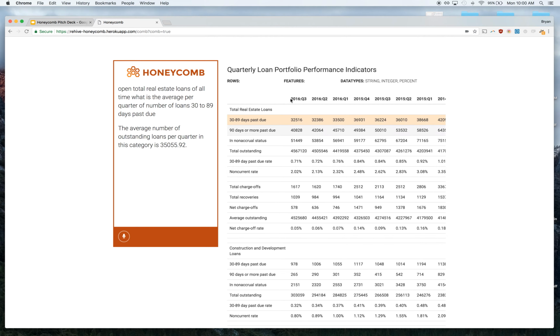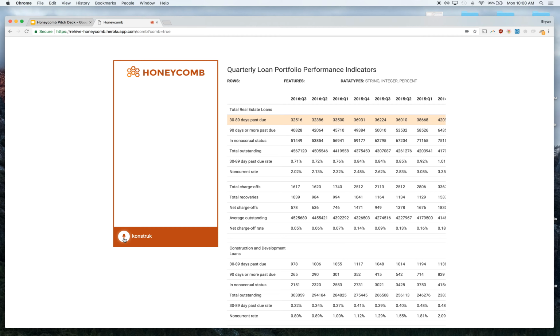So we can see here it's highlighted the information, the row that's of particular interest to us. This is what we specified, and it's giving us a readout. The average number of outstanding loans per quarter is about 35,000. So that's great. Let's move on to a bit of a more visual analysis.